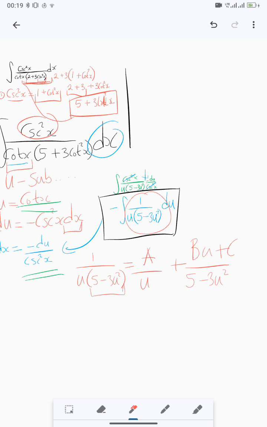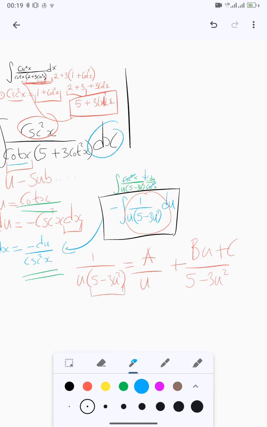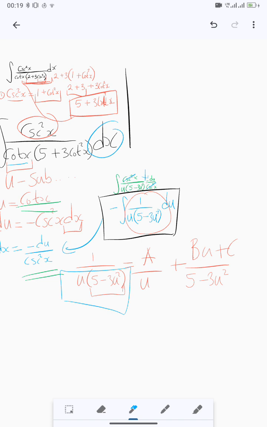Then from here you have to solve for your constants a, b, and c. The first thing is that you have to multiply everything by this. If you multiply everything by this, this term will cancel, and here this will cancel, and then you will remain with this term. And then for now, if you multiply, this term will cancel, then you're left with u.